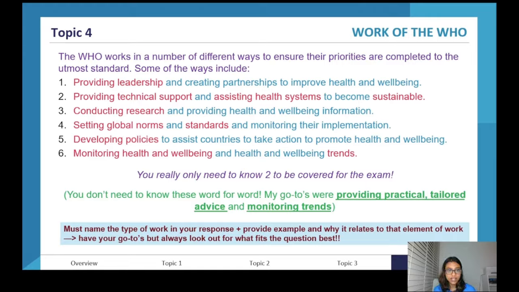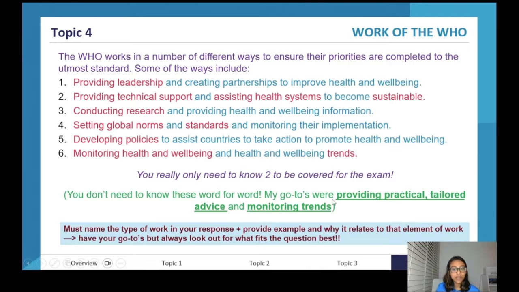So the WHO works in a number of different ways to ensure their priorities are completed to the utmost standard. These are the different works of the WHO. There's 6 that you need to know, but you only really need to know 2-ish for the exam and to be covered when you're asked questions about this topic. So you don't need to know these word for word.